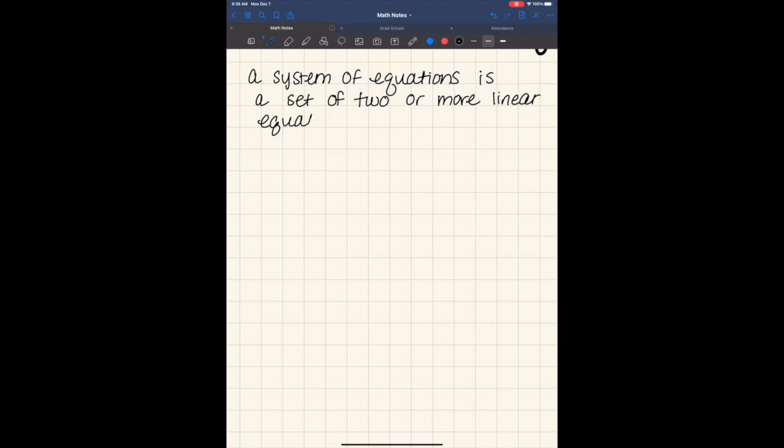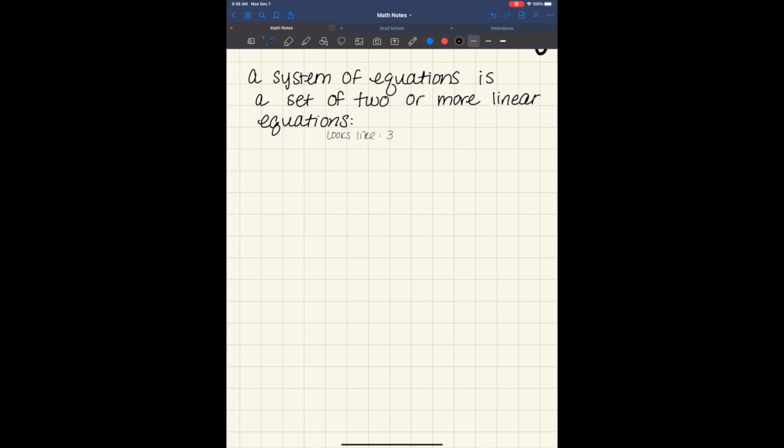All right, today's lesson is on solving a system of equations using graphing. So a system of equations is a set of two or more linear equations. So it's going to look something like 3x plus 2 equals y and 4x plus 7 equals y. So just like normal equations that you guys are used to seeing, but there's going to be two of them.